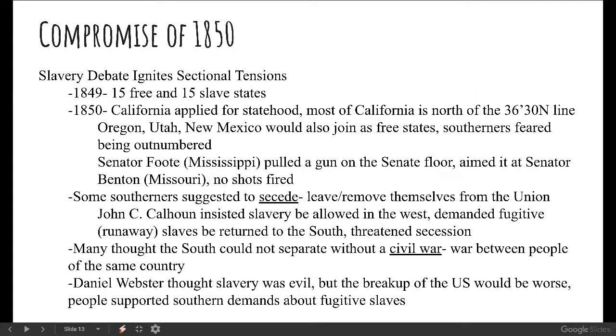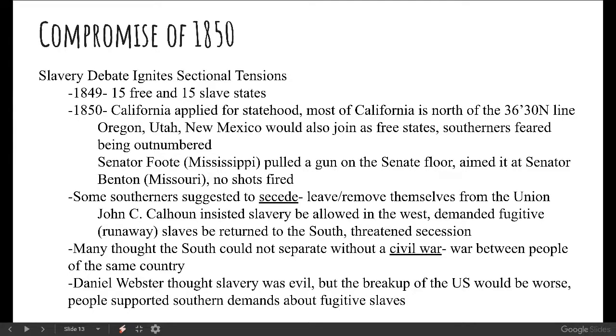All right, we're going to get another compromise happening here in 1850. And if you remember from westward expansion, California applied for statehood in 1850. And we talked a little bit about this issue about whether it can be a slave state or a free state. So we're going to talk about that in a little bit more detail here.